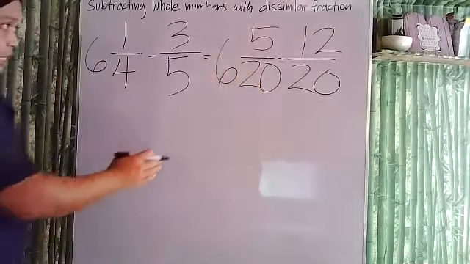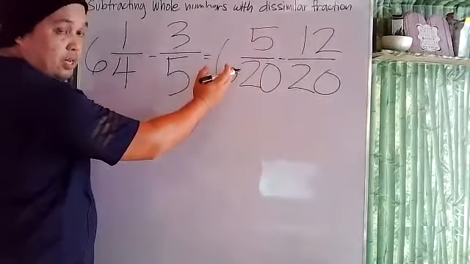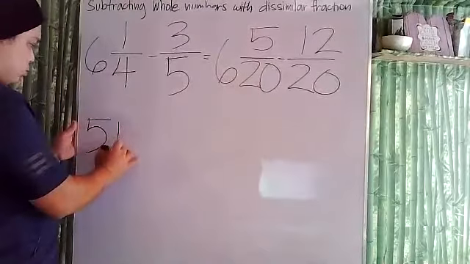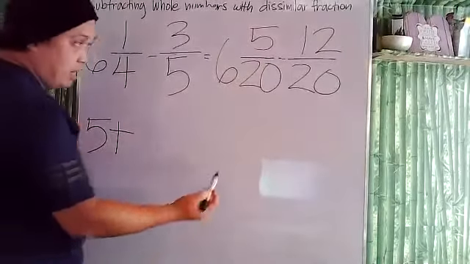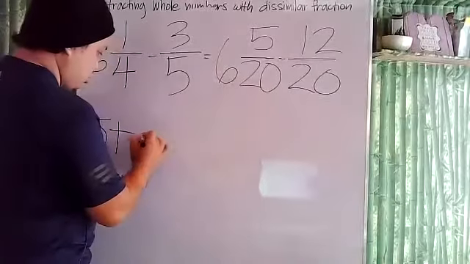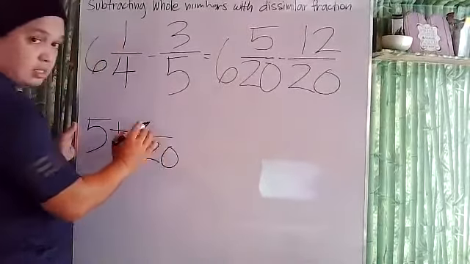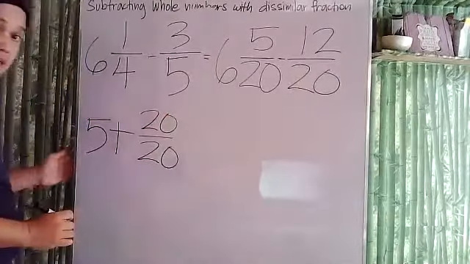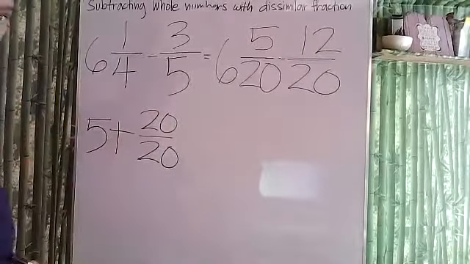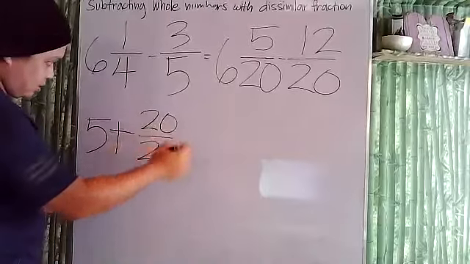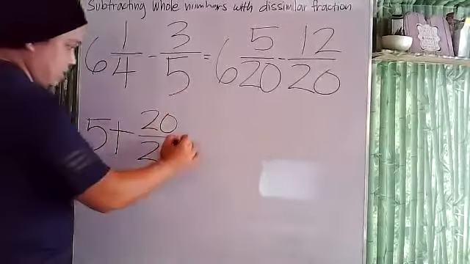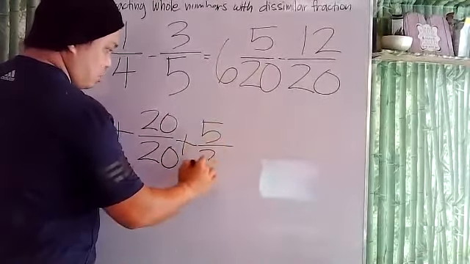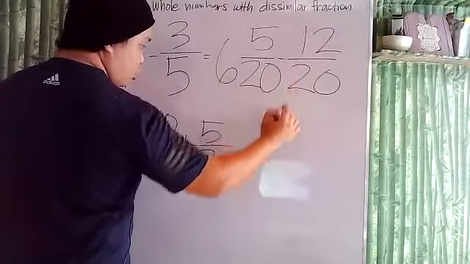Okay. So if we're gonna borrow 1 from here, 6 minus 1 is 5. 6 will become 5. And just copy the denominator, which is 20. Now, to make this fraction 1, we must also have a numerator of 20 because 20 divided by 20 is 1. Okay, so this is 1 plus 5 is 6, plus 5 over 20, because 5/20 needs to borrow from 6, minus 12 over 20.